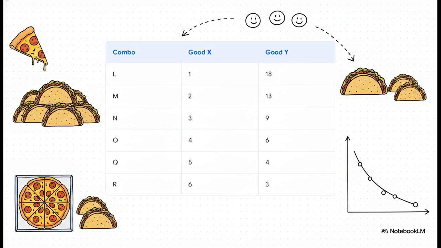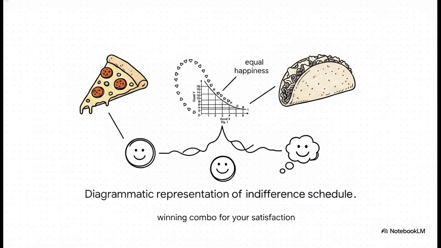Make sense? And this brilliantly illustrates how we take that exact shopping schedule we just looked at and turn it into a visual map. Just look at the curve labeled I1. Every single point on this continuous line, L, M, N, P, Q, R, represents one of those grocery baskets. By plotting pizza on the bottom horizontal axis and tacos on the vertical axis, we've created a literal continuous map of equal happiness. Literally any point you choose along this specific line is a winning combo for your satisfaction.